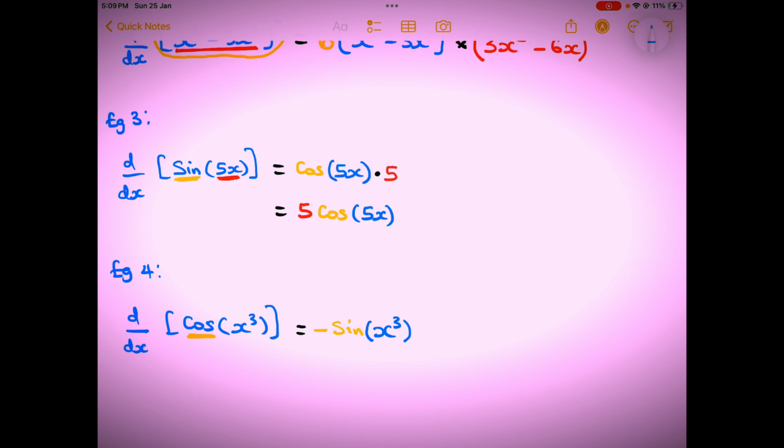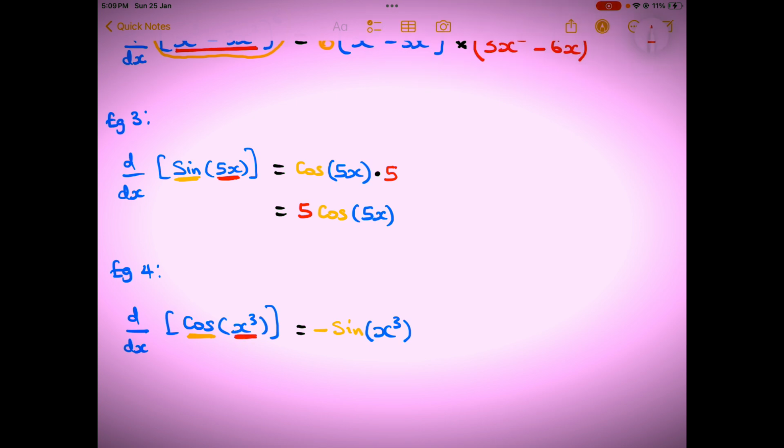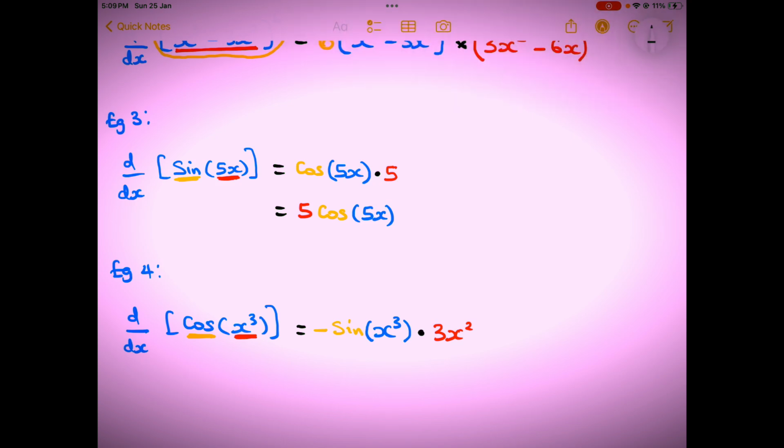Now the next thing I'm going to do is to differentiate the inside function. So x to the power of 3, when we differentiate, that gives us 3x squared. Remember, when you apply the power rule, the 3 will move down, and then you subtract 1 from the power. So that is giving us 3x squared for the derivative of the inside function. Now from here, I multiply them.